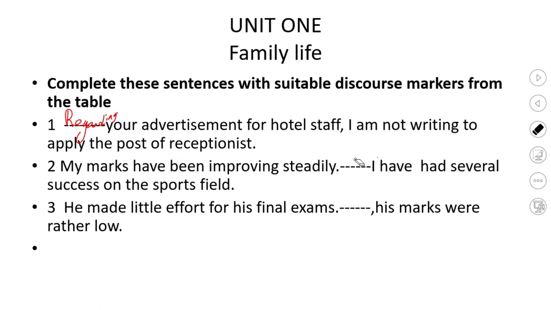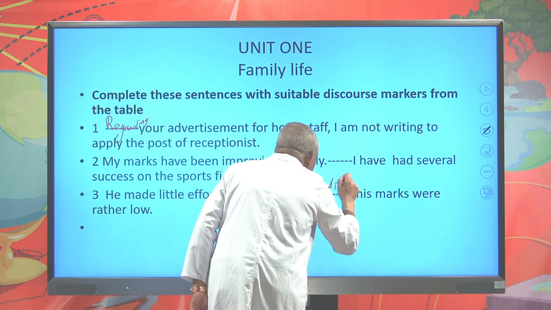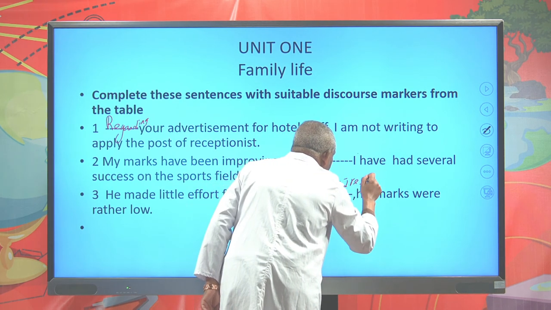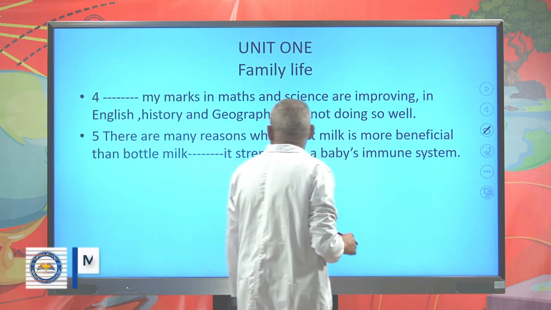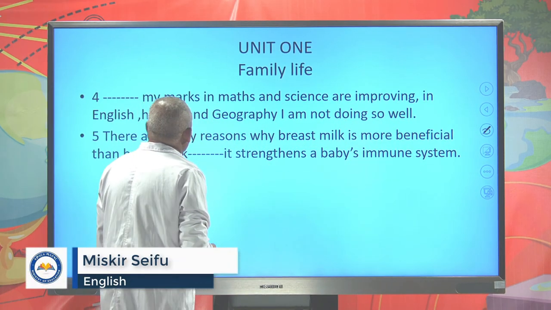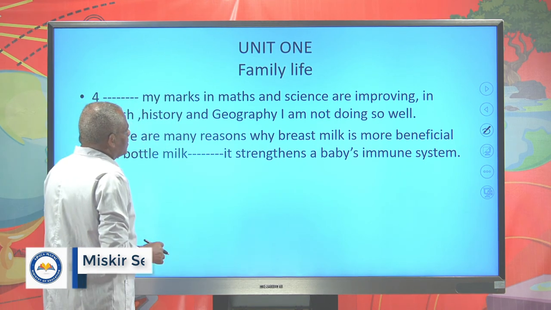Okay. As a result, as a result is possible. In such a case, this may be so. There are some other possible options, right? It's not only one. Dash, my marks in maths and science are improving. In English, history, and geography, I'm not doing so well.